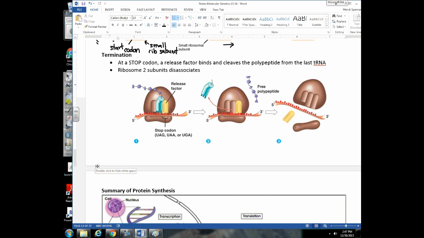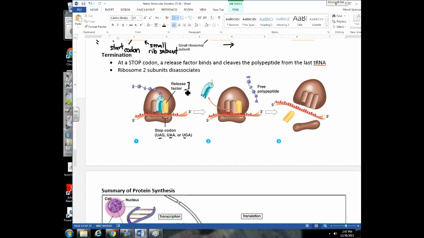So whenever you see a stop codon like UAG, you know to stop adding amino acids to the polypeptide. This is showing you that there are some codons called stop codons, and they do not code for a tRNA carrying an amino acid. Instead, they code for what's called a release factor.